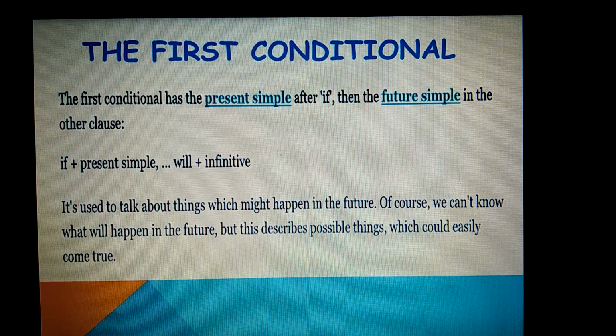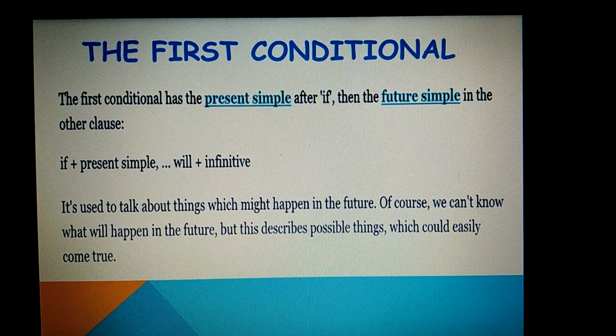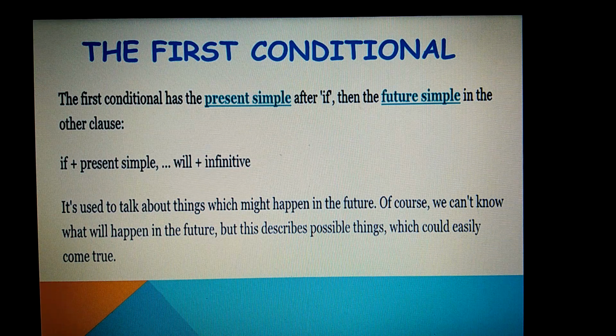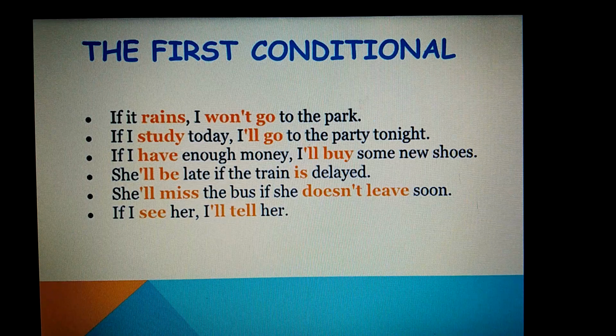If plus present simple, and in the main clause, will plus infinitive. Infinitive is called the base form. It's used to talk about things which might happen in the future. Possibility. Of course, we can't know what will happen in the future, but this describes possible events or things which could easily come true. Let's look at some examples.